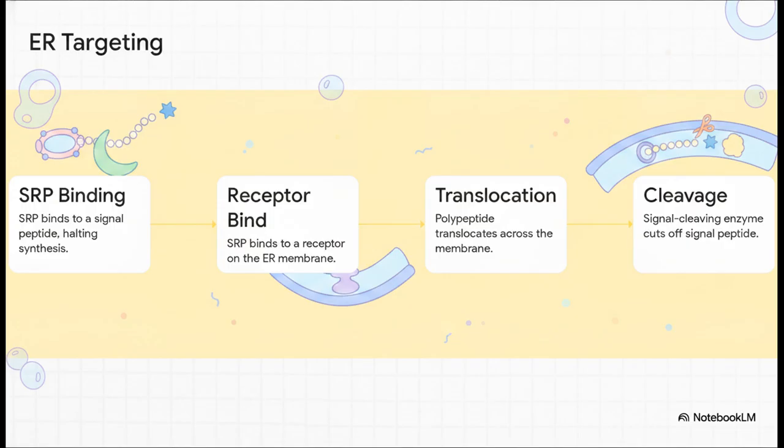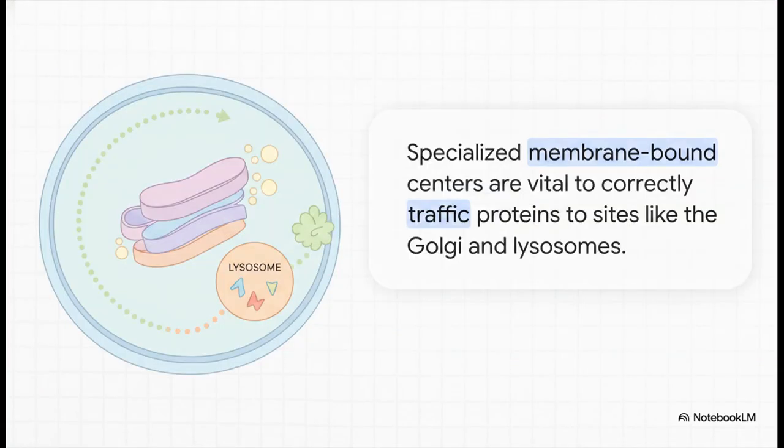And finally, step 4, an enzyme actually snips off that signal tag. Safe delivery complete. The protein is now inside its dedicated workspace rather than just awkwardly floating around in the cytoplasm. And remember, in addition to the nucleus and the ER, we have an entire network of these compartments, things like the Golgi apparatus and lysosomes. Without these specialized membrane-bound trafficking centers, a cell could never properly direct its proteins.